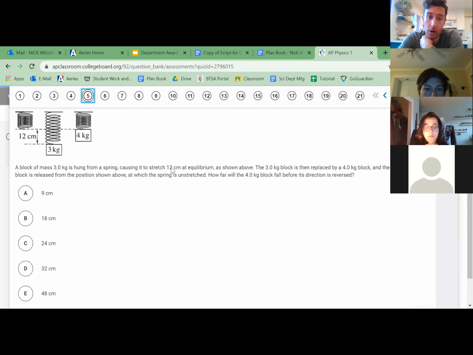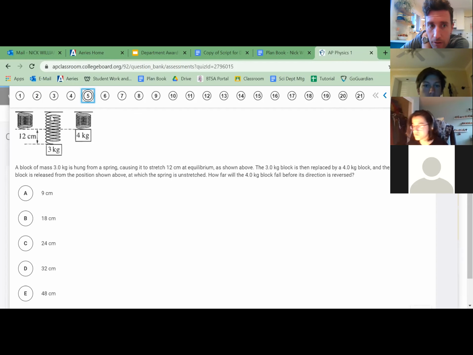The way that I would start with this one is it's a block of 3 kilograms hung from a string, causing it to stretch 12 centimeters at equilibrium. The 3 kilogram block is then replaced by a 4 kilogram block, and the new block is released from the position shown above at which the string is unstretched. How far will the 4 kilogram block fall before its direction is reversed? Okay, so 12 centimeters would be at its smallest. It can't go any, or sorry, unstretched right here would be at its absolute smallest.